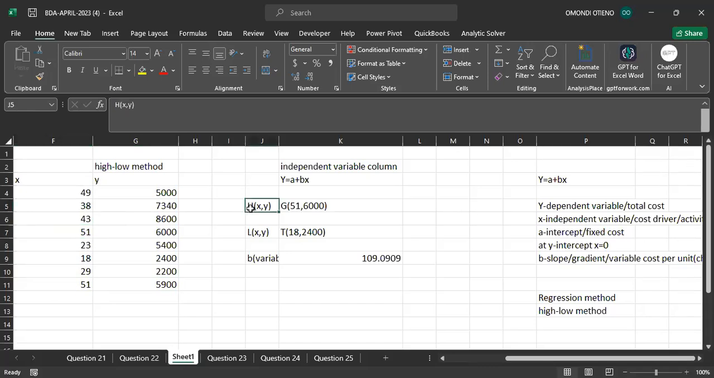The highest values pair is X, Y. So we have two values of X being 51 and 51. So the corresponding values will be considered. We'll be looking for the highest value. So which one is it? Between 6,000 and 5,900, which one is the highest? 6,000. So that's why we are picking this pair, not 5,900.